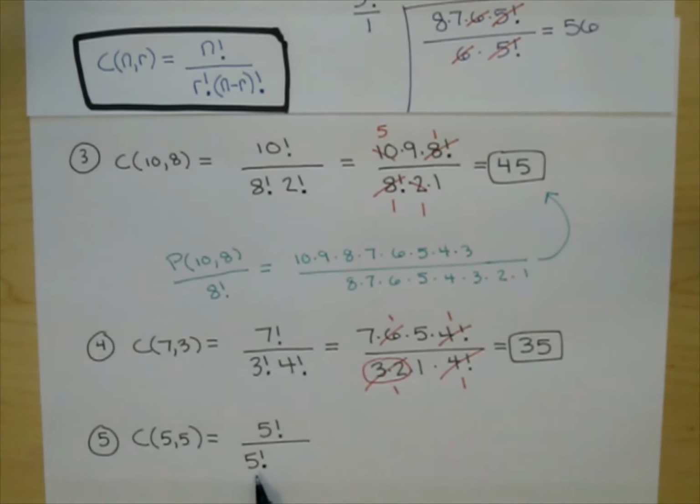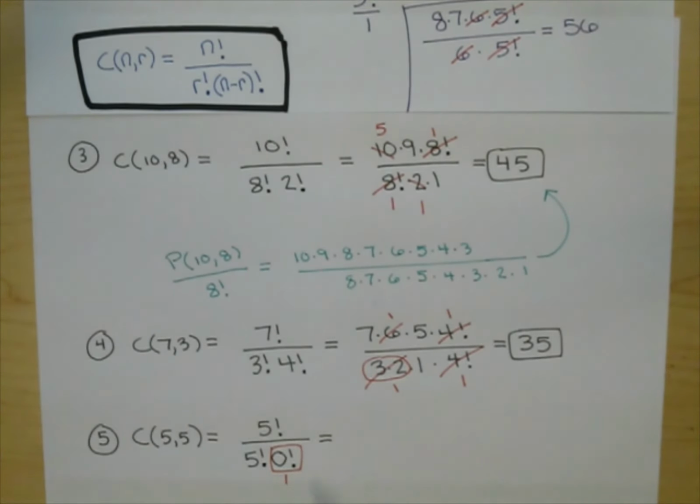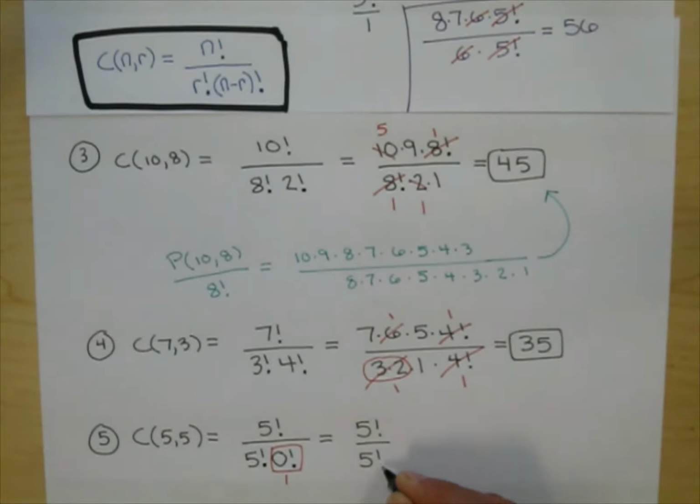Now, what plus 5 gives me 5? Or you can go 5 minus 5. You have 0 factorial. That 0 factorial is 1. Remember the definition? So you just have 5 factorial over itself. Something over itself is just 1.